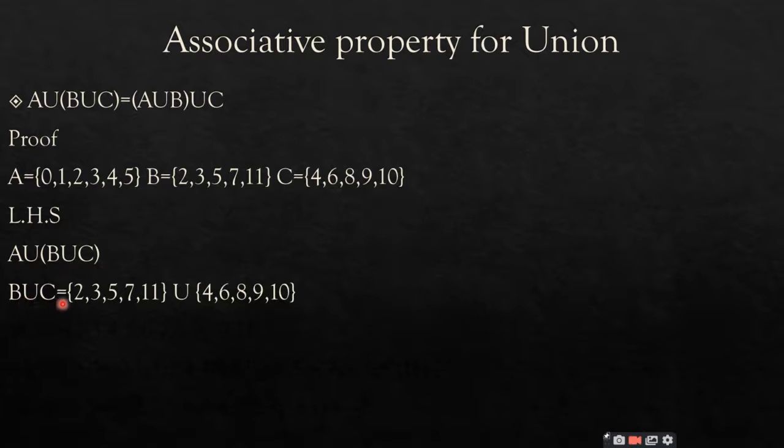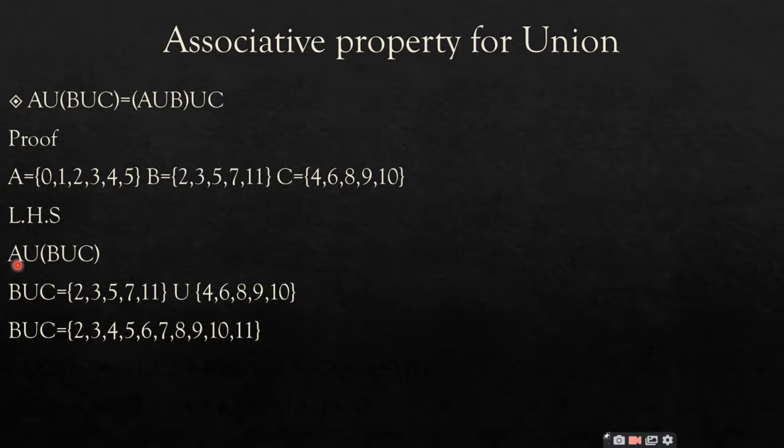To find B union C, first we have to write the set of B, which is 2, 3, 5, 7, 11, then union, and then the set of C, 4, 6, 8, 9, 10. In union set, we write the elements from both sets in a sequence. So B union C is equals to 2, 3, 4, 5, 6, 7, 8, 9, 10, 11.